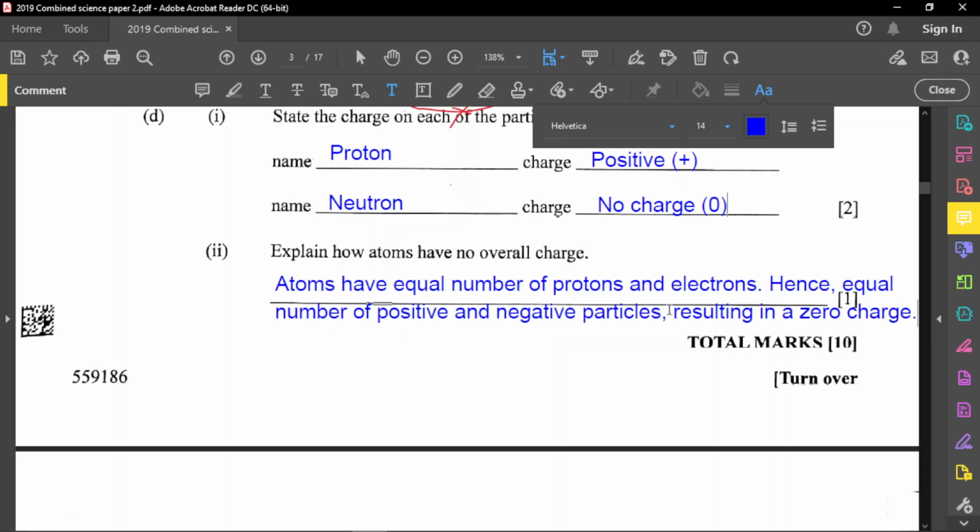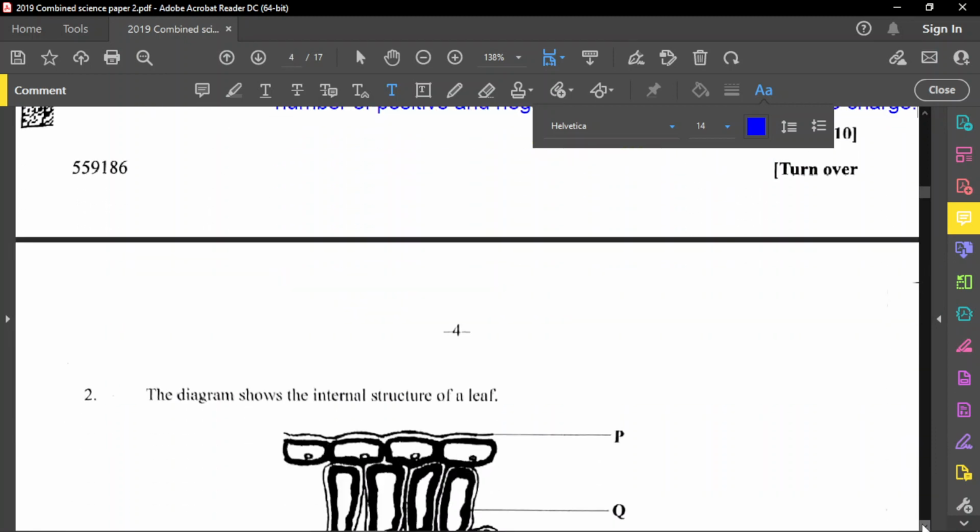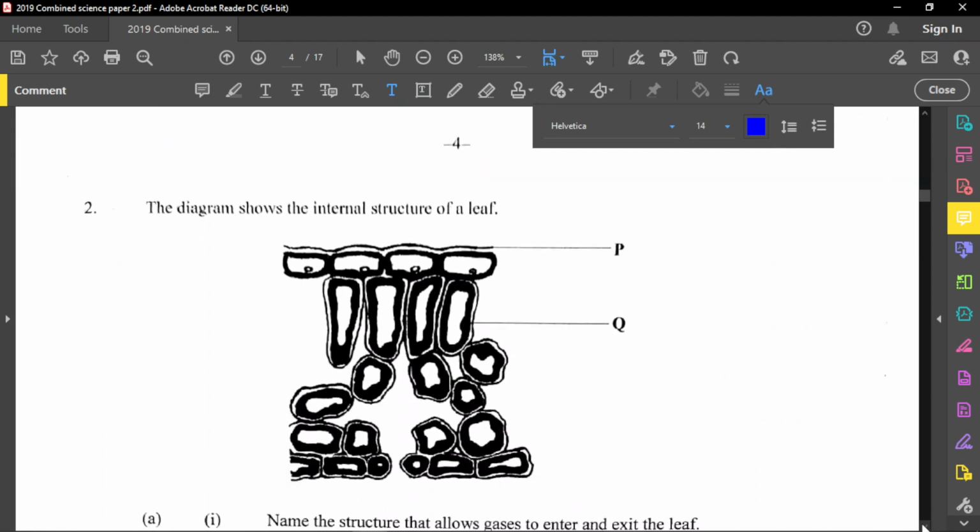So there's no charge there because you have an equal number of positive and negative. Overall, if you have the same number of positive and the same number of negative, then the overall charge is going to be zero. It's just like you have 10 things and owe 10 things. Technically, you have nothing, right? So it's the same thing with the negative and the positive situation.